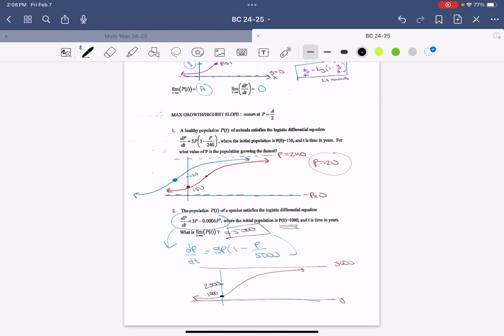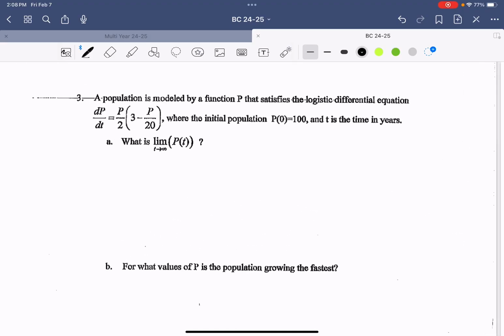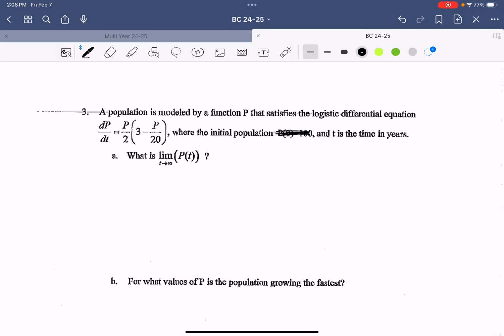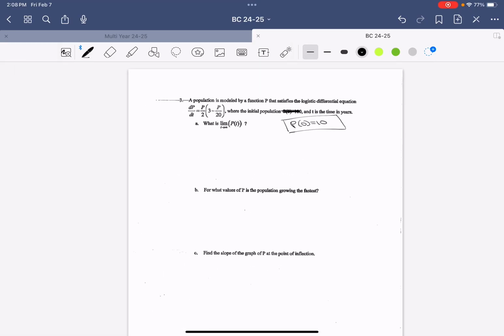That is the lesson that you missed. We did some of this as well. There is a typo here, so this should be P of 0 is 10, not 100. So make that change. All right. You can go ahead and do this page, and then that was it, kids.